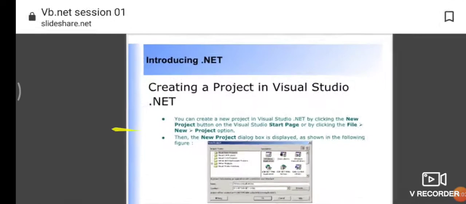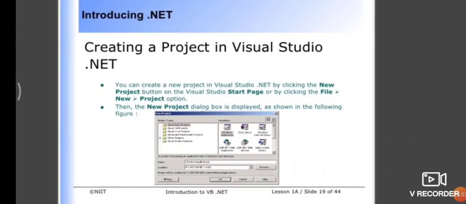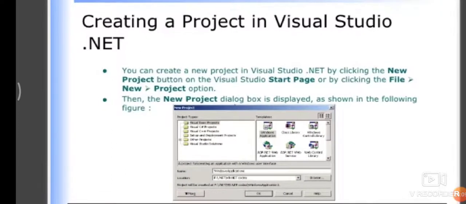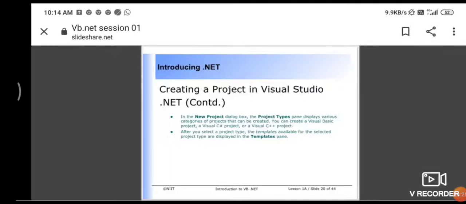Now, how do we create a project in Visual Studio? So this is a window which looks like this. You can create a new project in Visual Studio .NET by clicking the new project button in Visual Studio. You can start from your start page, and by clicking File you can navigate to the project options. Then how do we create a project in Visual Studio?